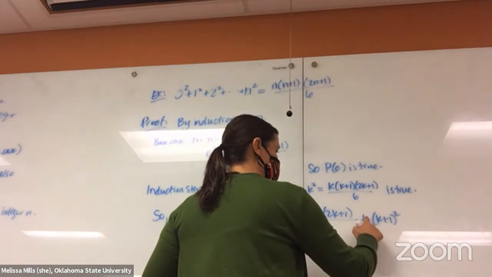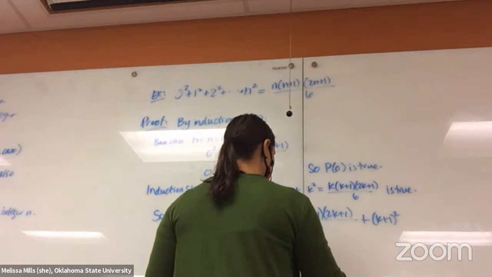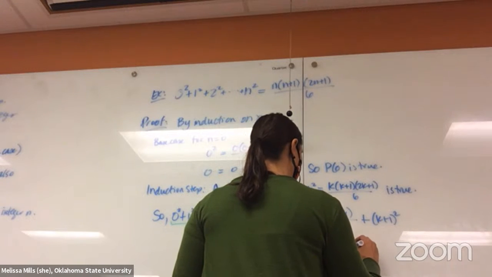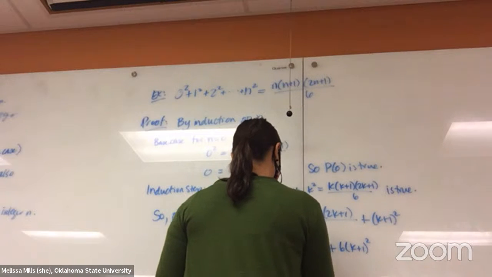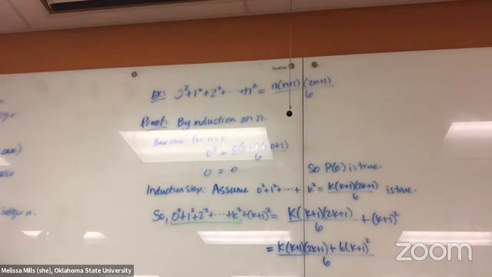So we'll multiply this by 6 over 6. So we get K times K plus 1 times 2K plus 1, plus 6 times K plus 1 squared, all over 6. Okay, now what? I'm not multiplying that out. What else could I do?